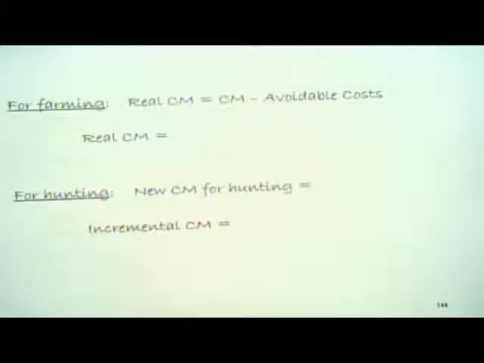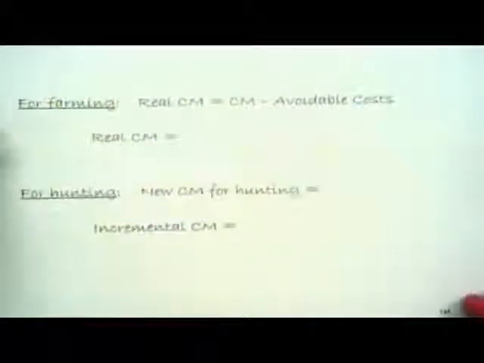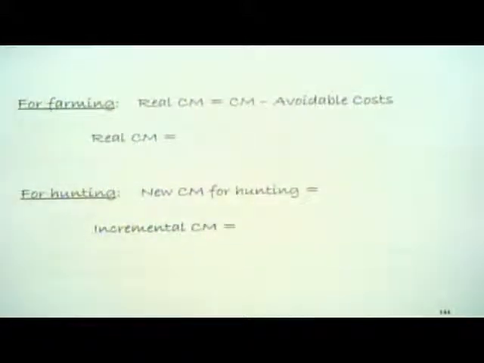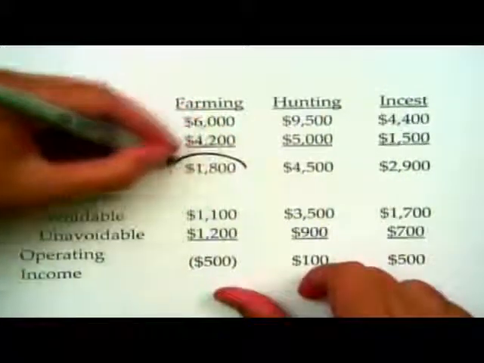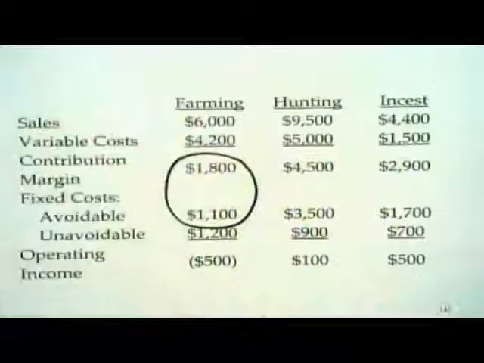No matter which of those two questions is asked, you're always going to start this way. You're always going to first compute the real contribution margin, guys. The real contribution margin is the contribution margin minus the avoidable fixed cost for the segment you're thinking about ditching. In other words, for farming, take their original contribution margin, but subtract out their fixed costs. Take out the $1,100, okay?